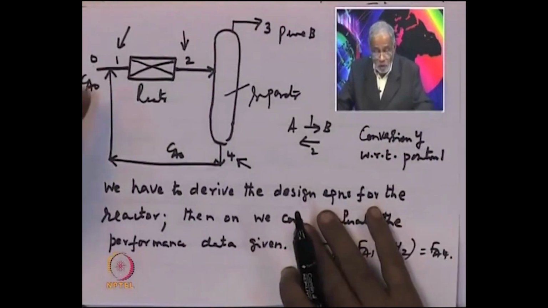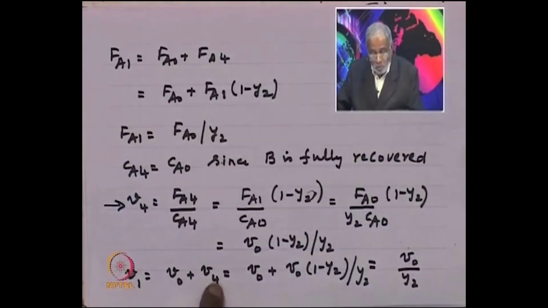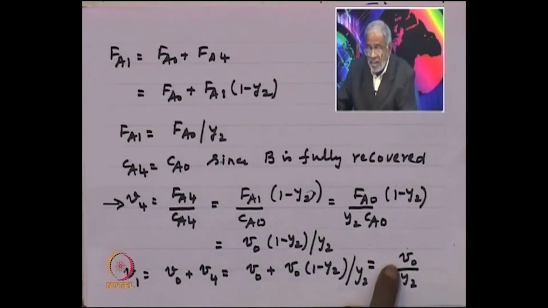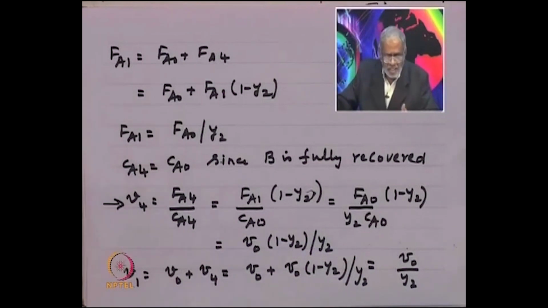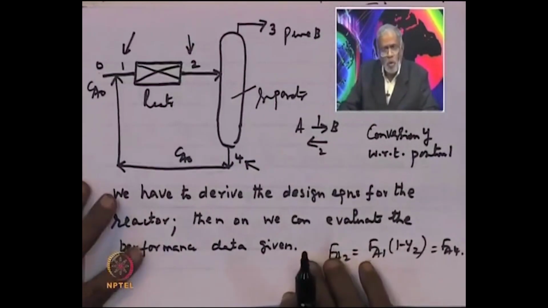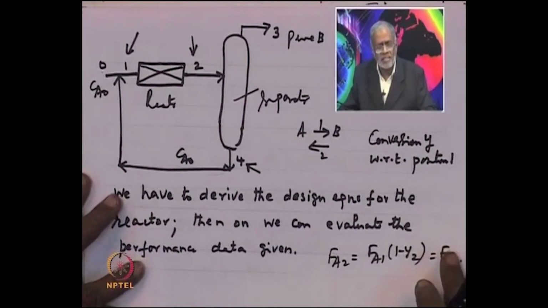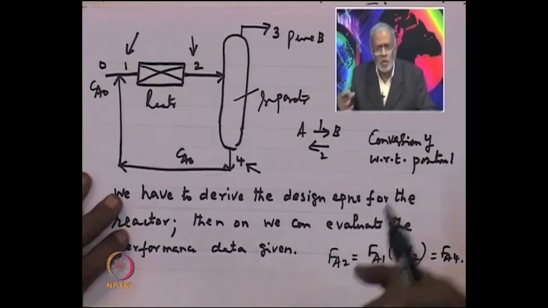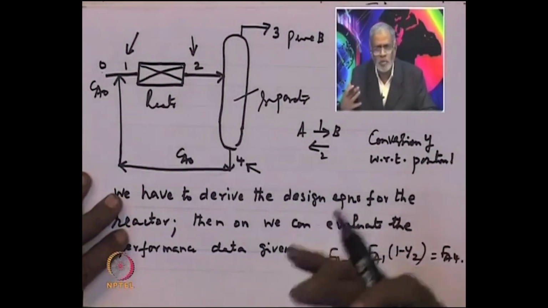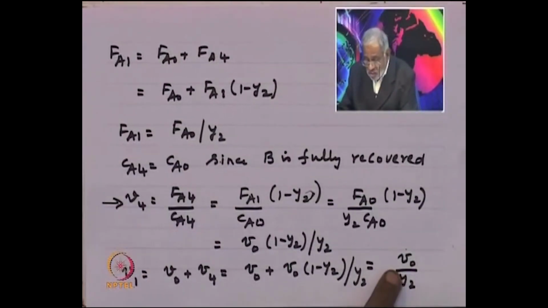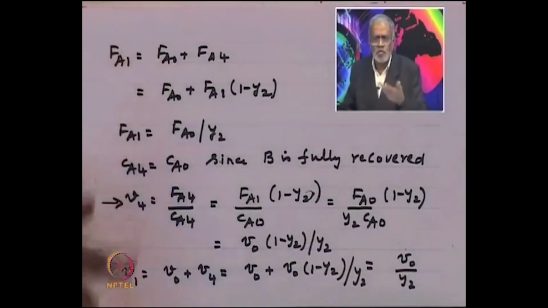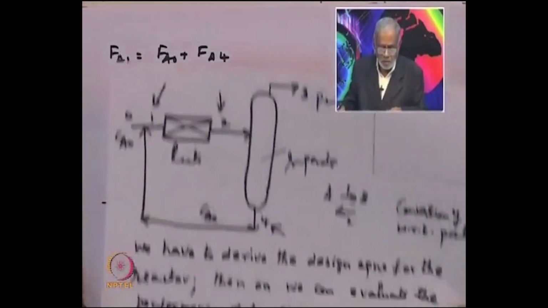So what is the flow at position 1? V0 plus V4, that is what we have done, V1 equal to V0 plus V4. When you do that, we say it is equal to V0 by Y2. In essence, what we have done is that we have tried to put all the terms that are required for us in terms of quantities that we know from our experiments. Y2 is known from our experiments, V0 is known from our data, V0 is given, Y2 is given. Therefore, we should express all numbers in terms of what we know. That is what we are trying to do in this algebra.